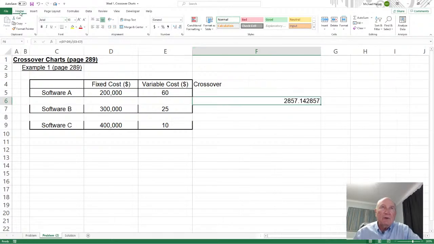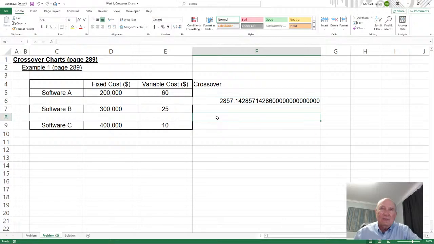And up here under Home, you can increase the significant figures and actually see them all. And there they are, and that's what I put in the lecture notes, in all its glory. I can put more zeros, which are very unnecessary, but let's do the next one.